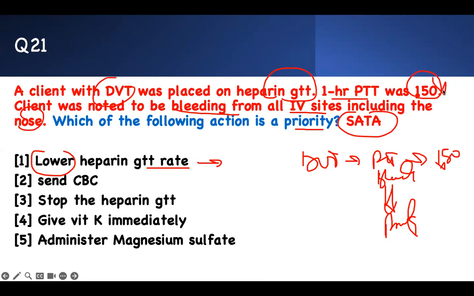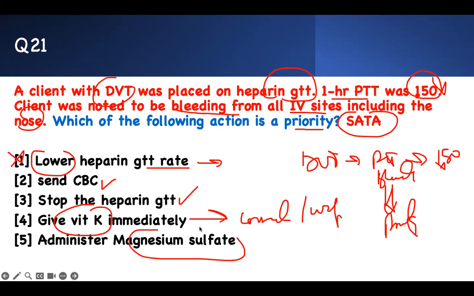Do a PTT after that. Whenever you give somebody poison and they're getting sick, stop it. Don't lower it. Don't decrease it. Stop it. Then send a CBC to see how much they have bled. Stop the heparin drip. Excellent. This is a trap. Give vitamin K immediately. This is used for Coumadin or Warfarin.